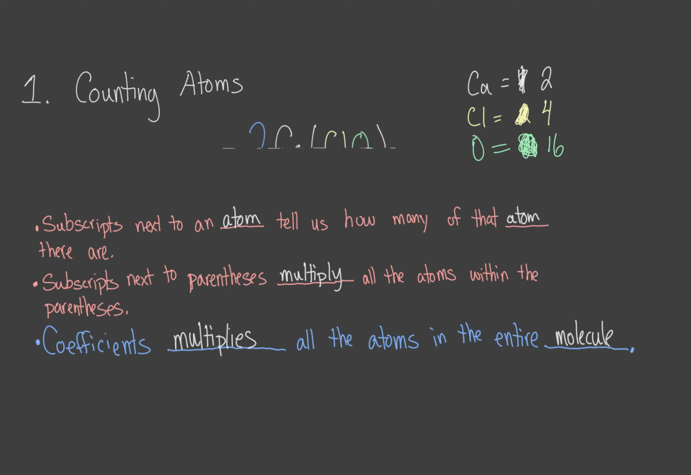So I always think it's easiest to save the coefficient for last because then it just becomes multiplication and we've already kept track of all of our atoms. So again, when we count atoms, subscripts next to an atom tell us how many of that atom there are, as is the case with this subscript 4 next to the oxygen. Subscripts next to a set of parentheses multiply by all of the atoms in that parentheses. So that's why we had 8 oxygen and 2 chlorine. And then a coefficient multiplies by every single thing in the molecule, which is how we ended up with 2 calciums, 4 chlorines, and 16 oxygens in these 2 molecules of calcium perchlorate.